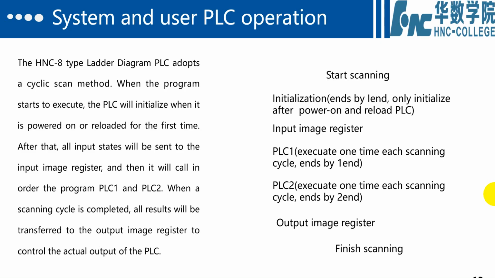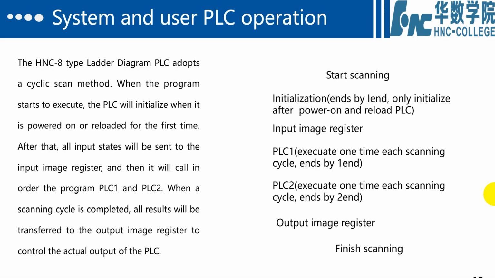Then I will introduce the Ladder diagram PLC of Huazhong 8 type controller. Huazhong 8 type Ladder diagram PLC adopts a cyclical scan method. When the program starts to execute, the PLC will initialize when it is powered on or reloaded for the first time. After that, all input states will be set to the input emission register, and then it will call in order the program PLC1 and PLC2.